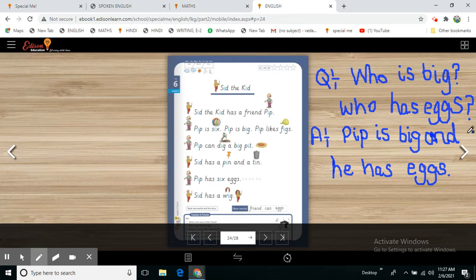So Pip is big and he has eggs. Okay, so you have to read the story and you have to learn this question answers also and you have to send me your regular work and your videos. Okay, you have to read the story and make the video and send me your video. Okay, students? So, do practice to read the story, right? Okay, now.